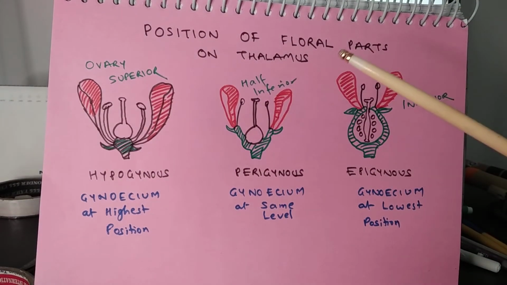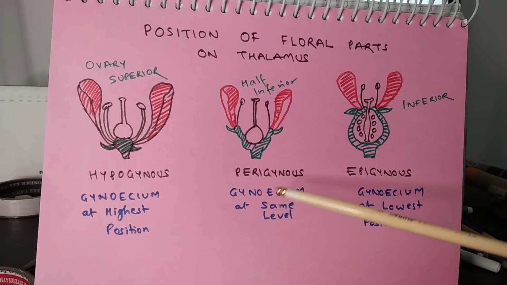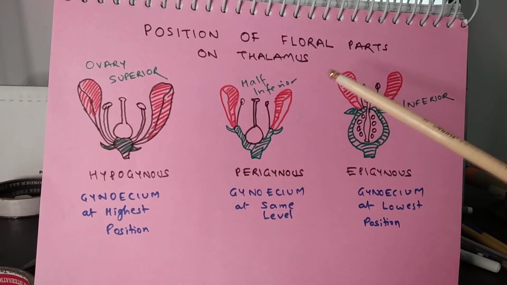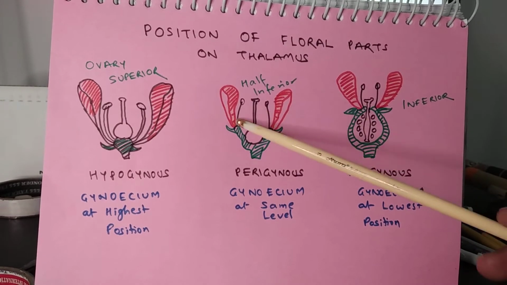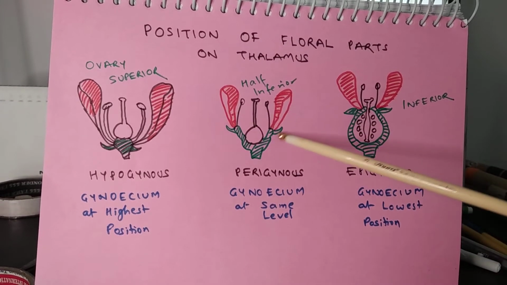In case of perigynous, the gynoecium is at more or less the same level compared to the remaining floral parts. So, this is gynoecium, these are stamens, these are petals, and these are sepals.